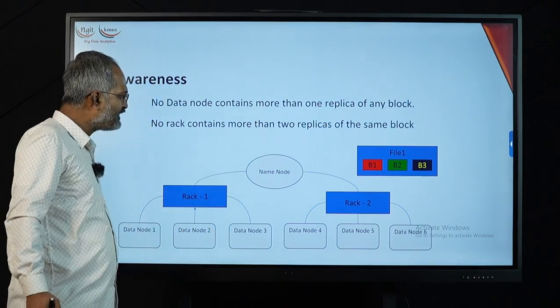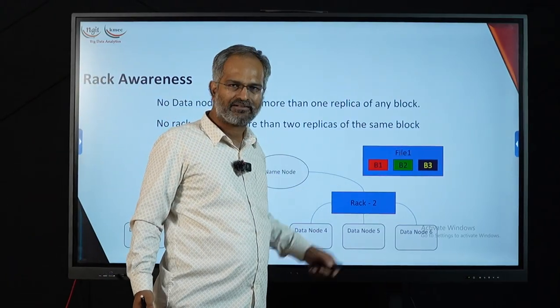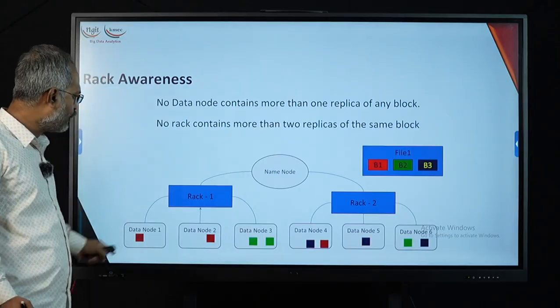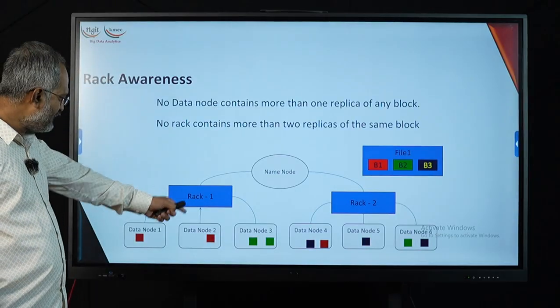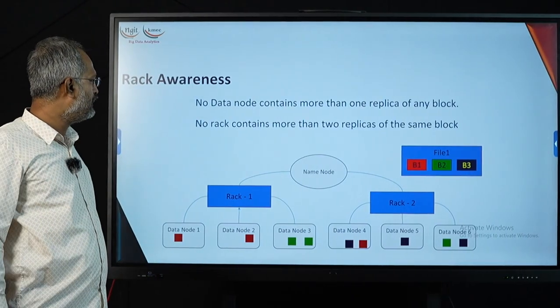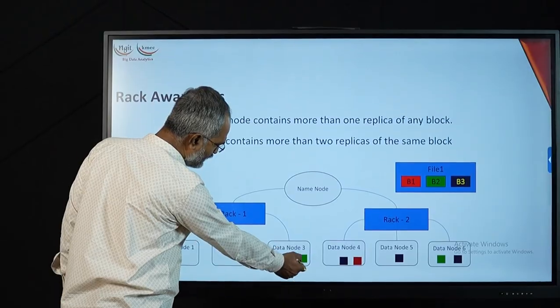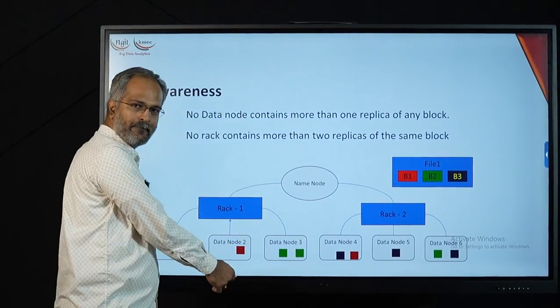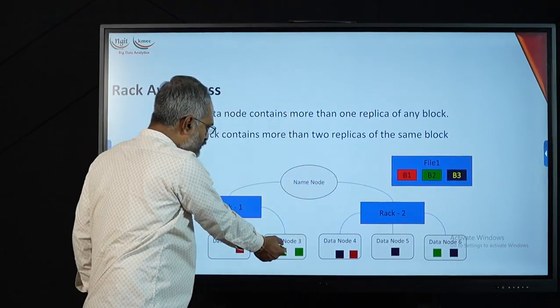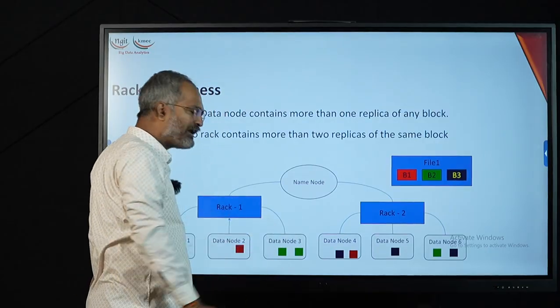Now let us see the example. File 1 is there and there are 3 blocks for file 1. They are already stored like this. You can easily identify that there are some violations of the rules. Here you can observe that in data node 3, two block 2 replicas are there.